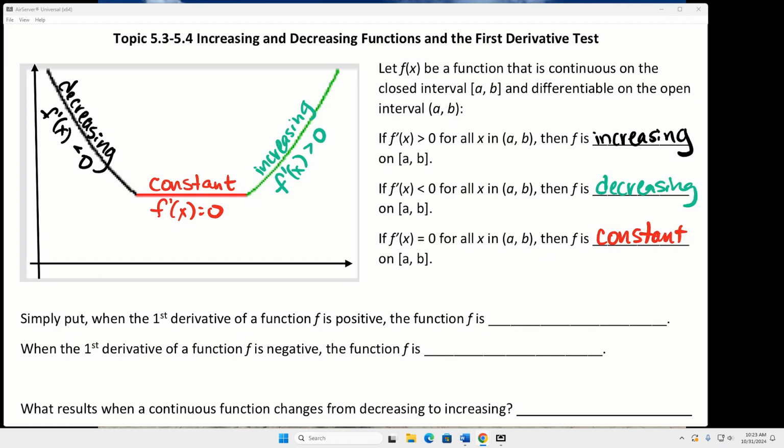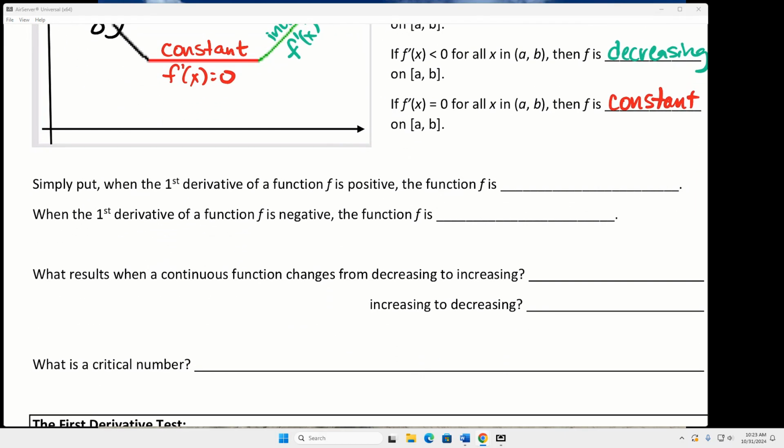So simply put, when the first derivative of f is positive, the function f is increasing. When the first derivative of the function f is negative, the function f is decreasing.